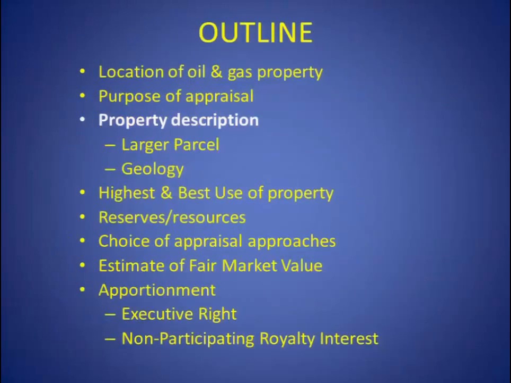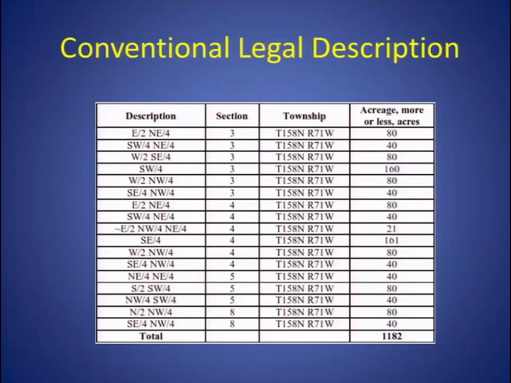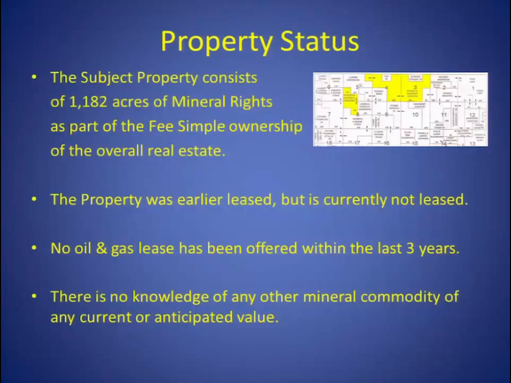The property itself, of course, can be described as a whole bunch of quarter sections here, they all add up, sections, townships and so on. So one way is to look at the legal description and get to the roughly 1,200 acres of property here. But more important is it also to understand that it's part of the fee simple ownership of Mr. Carlson's overall property, which included both the surface in yellow here, and also is it presently leased or has it earlier been leased? What's the leasing status of this?